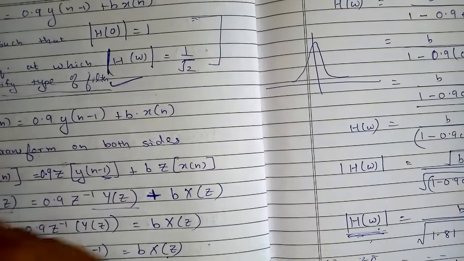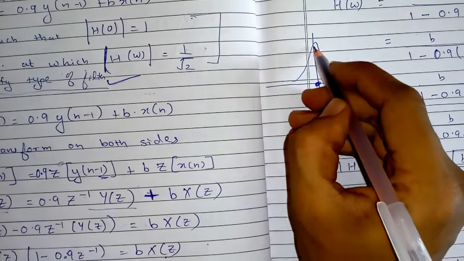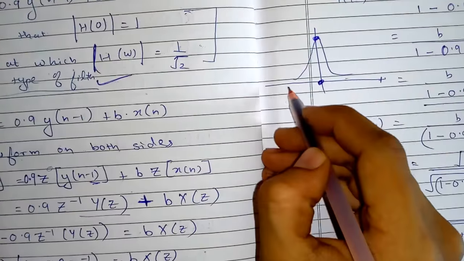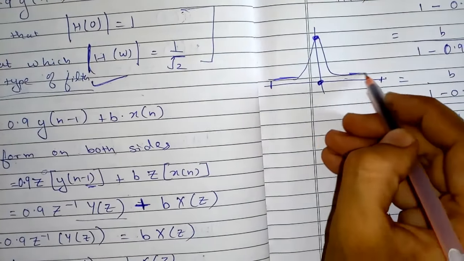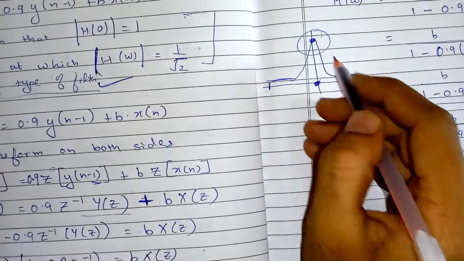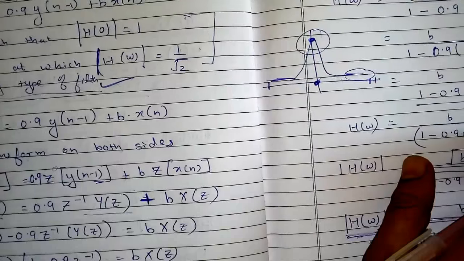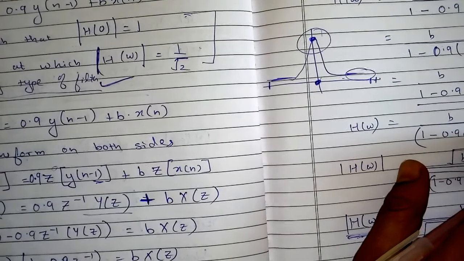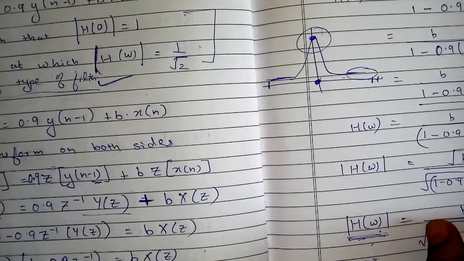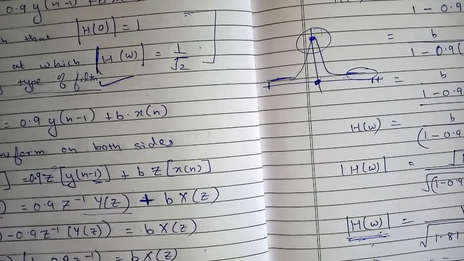Now look at this. At minimum value of omega, you have maximum output, and when omega increases, for high omega you have low value. So low omega, high value, high omega, low value, which means it is a low pass filter. Then you can always sketch the phase. So with this we end our first chapter.